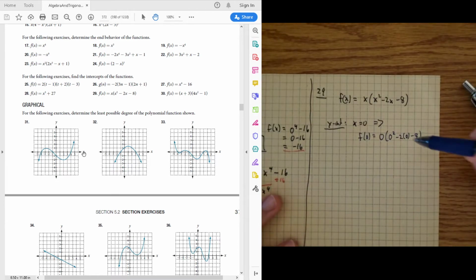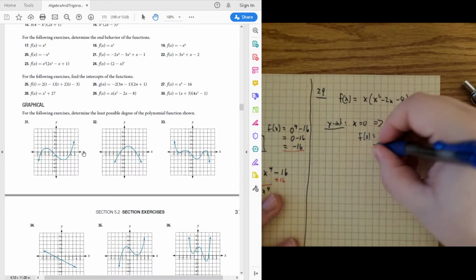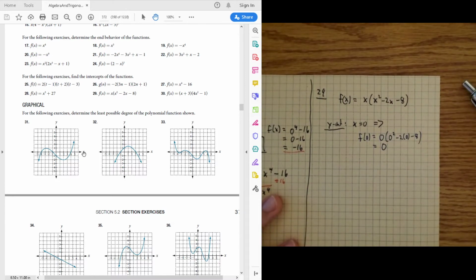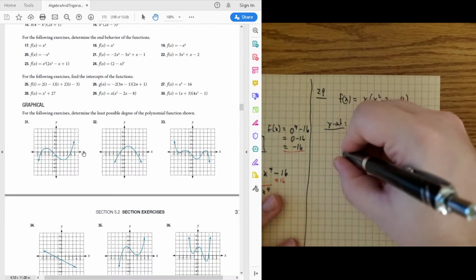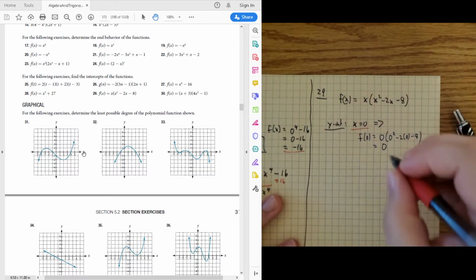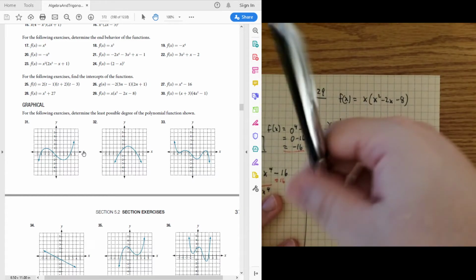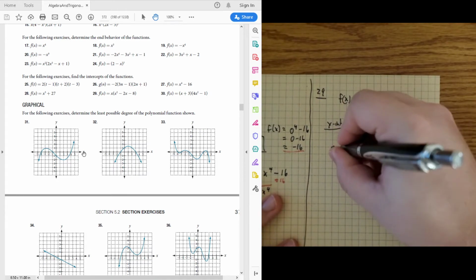Here's the thing. Whatever's inside, I don't really care about because 0 times anything is 0. So the question asks, where's the y-intercept? It is at the point 0 for x and 0 for f of x. So we have the answer 0, 0.